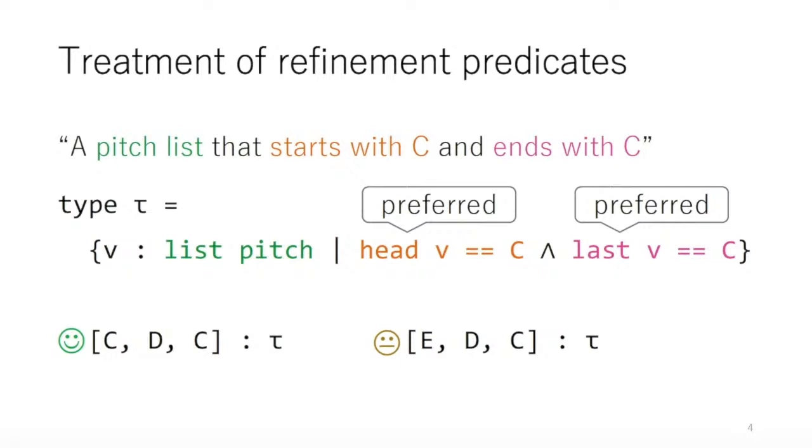For example, when writing a melody in the style of the common practice period, it is preferred but not required to start and end with a tonic note, where the tonic is the first note of a scale. So in the specification of a C major melody, we would have two predicates representing non-mandatory requirements. Correspondingly, when deciding whether a melody is good or not, we would make a graded judgment rather than a binary one.